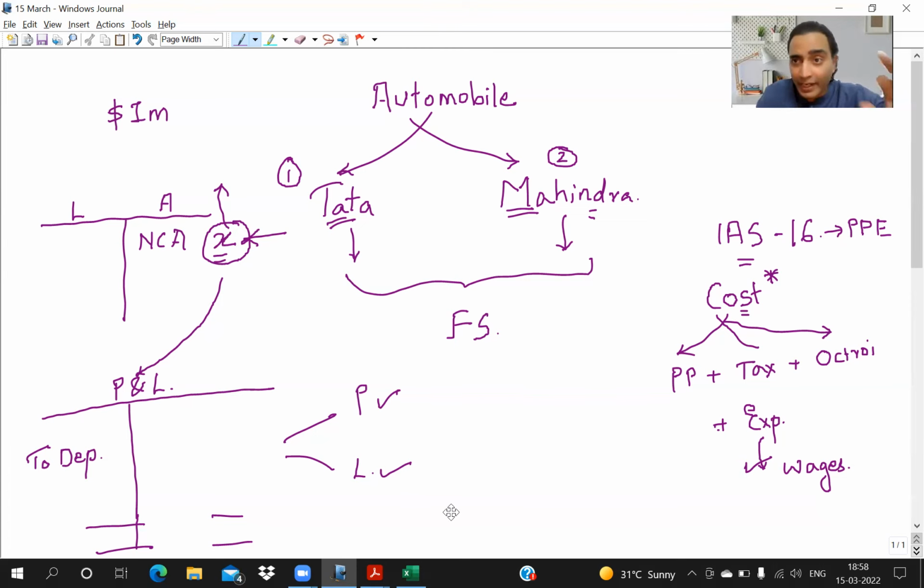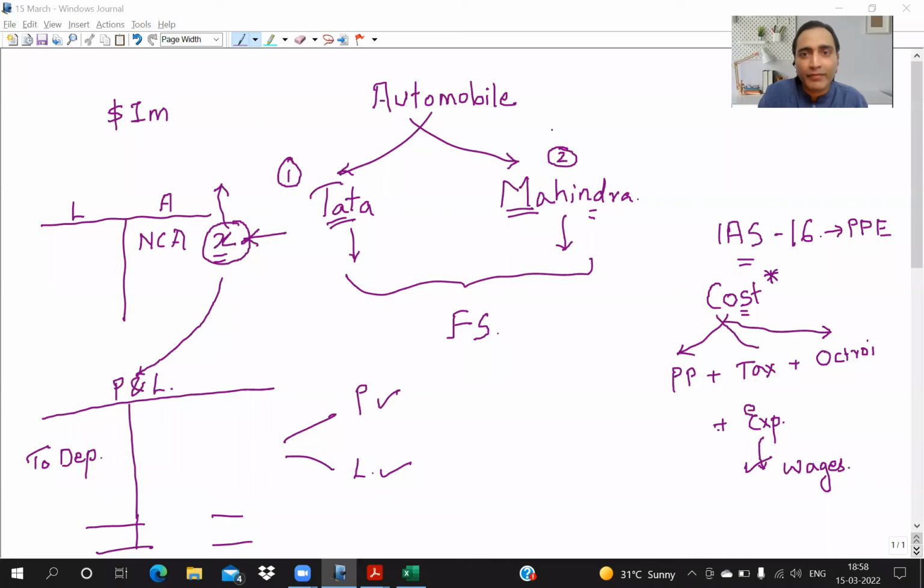Guys, are you with me? Are you understanding this? So there would have been a discrepancy in the approach between two companies of the same sector. Are you all understanding? Just tell me yes, no. If there were no guidelines, this would have happened.